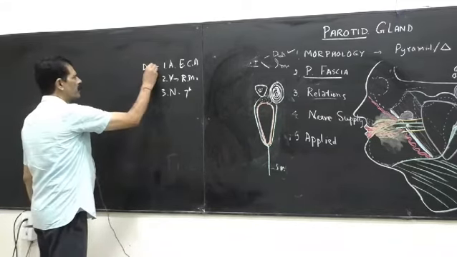This is the base, this is the apex of the gland. This is the posterior border. How is the anterior border identified? By the presence of the parotid duct. Where the duct is there, this is the anterior border, opposite to the posterior.